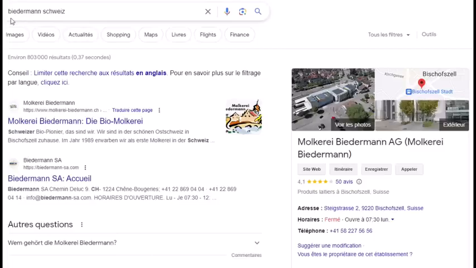So I did a search in Switzerland for Biedermann, because I perfectly know that the name Biedermann is German, or actually Swiss German. As I told you, the Germans always get the blame for what the Swissies do, because it's the same language. Most of the Swissies speak German. So they anglify the names. And Schweiz means Switzerland in German.